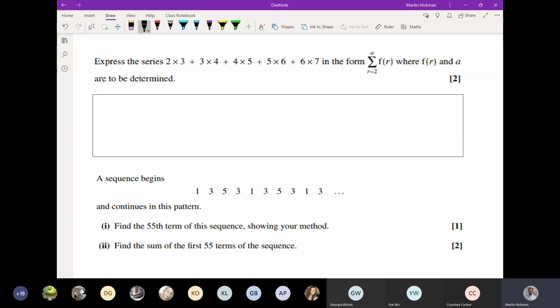Now I know, looking at this, the first term here is going to be r equals 2. So where I see 2, I can just think of that instead as r. So what does that make 3 then? Well, 3 is simply 1 more than 2. So I can think of the first term of the sequence as being r times r plus 1. And then the next one would be r plus 1 times r plus 2. And then I'd have r plus 2 times r plus 3, and so on.